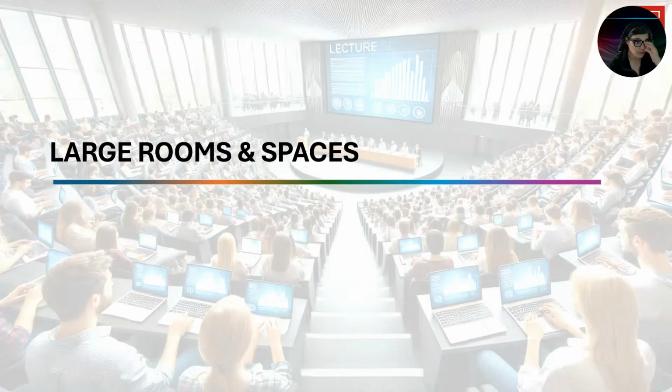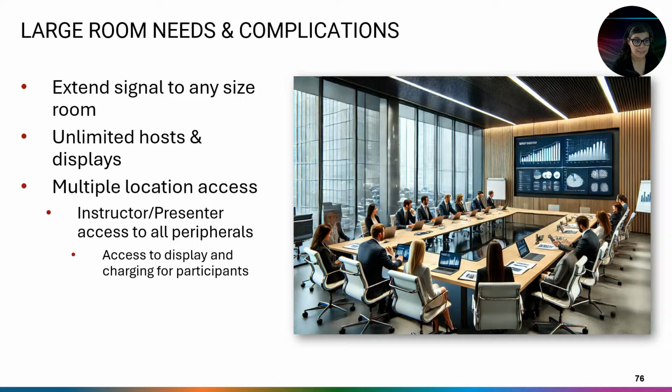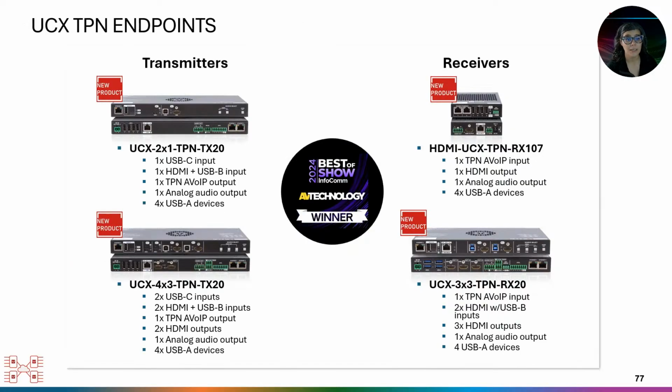All right. Moving right along then, let's talk about large rooms and spaces. When we're talking about large rooms, there are some different things that can come up. You need to be able to extend that signal to any size room, and there can be some really weird shaped rooms. We could be talking about really big executive conference rooms or maybe something like an auditorium. And we really need to be able to have unlimited hosts and displays that can potentially grow with it, and multiple location access, especially when it comes to things like auditoriums. So that's where our TPN line of Tauruses comes into effect.